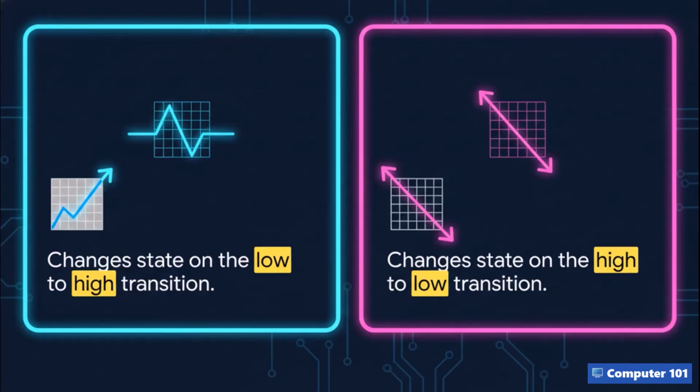Well, it clicks based on the clock's transition, which we call an edge. A clock signal is essentially a square wave toggling back and forth between a low voltage and a high voltage state. Positive edge-triggered flip-flops change state on that low to high transition. And on the flip side, negative edge-triggered ones change state on the high to low transition. It's really all about catching the data on that precise momentary slope.